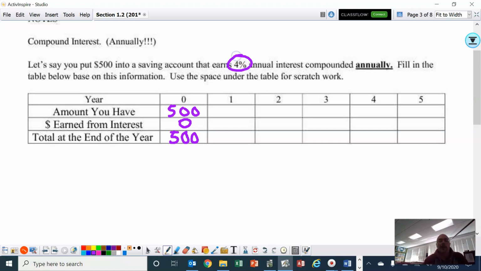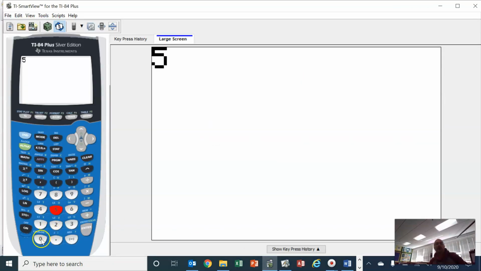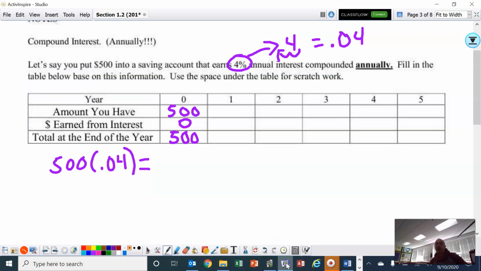So it's at 4%. Now remember, ladies and gentlemen, we never ever work with a percent directly. We always work with its decimal. And if you remember, you move the decimal 2 places to the left. So 4% is 0.04, 2 places to the left. All right, so we're going to take 500 and multiply that by 0.04. Remember, you've got that wonderful piece of technology on your Chromebook called the graphing calculator. So if you need to, you can just go 500 times 0.04, and we're going to get 20 bucks, folks. So you're going to make 20 bucks.